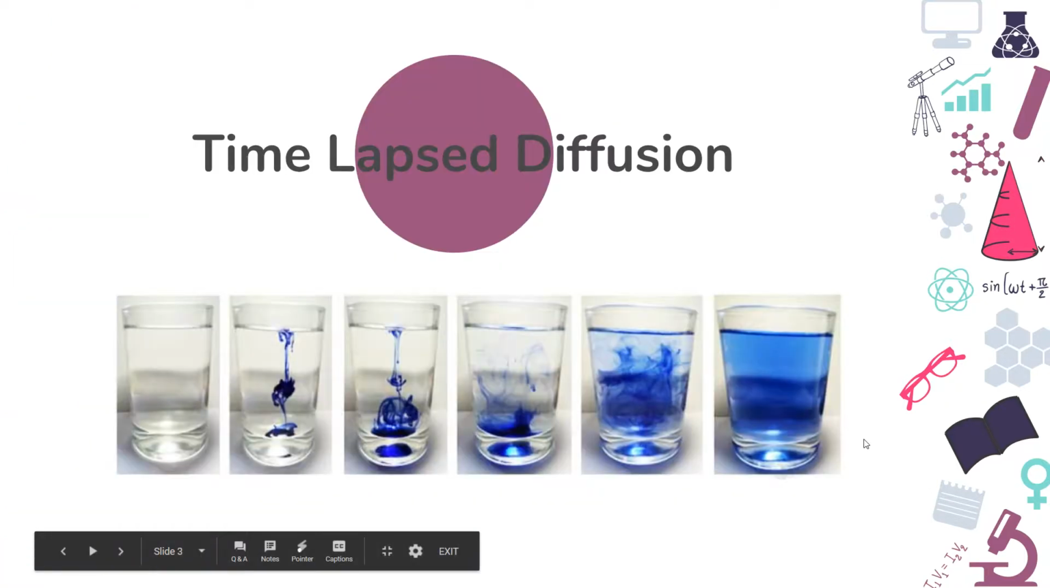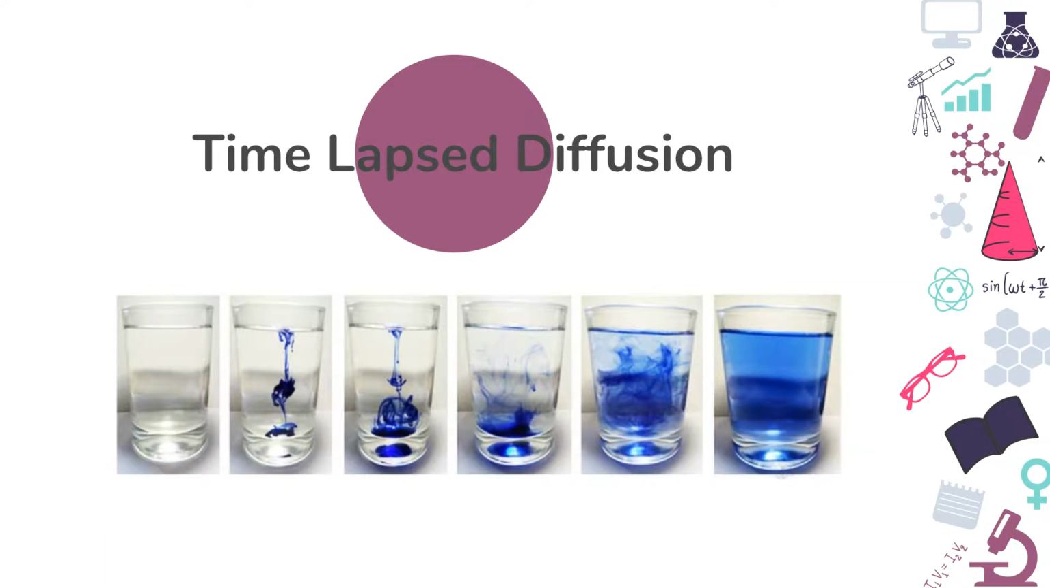Well, here is an image of time-lapsed diffusion. So as you can see, we start off with a clear glass of water, and the next picture is a drop of food coloring going into that cup. And then there is some time lapse, and as you can see, once we get over to the far right, that time lapse has probably been about 5 to 10 minutes, and we are left with a blue glass of water. So what is happening there?